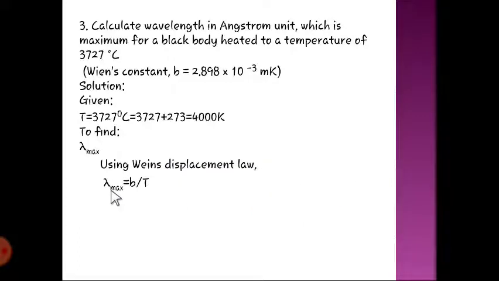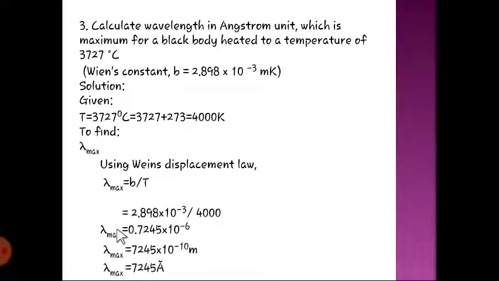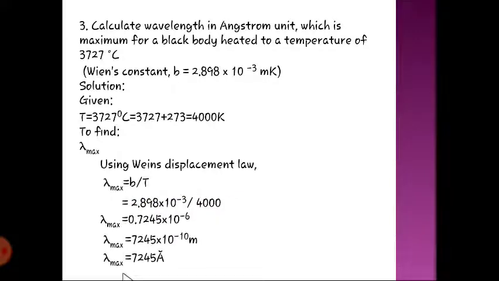This lambda max is b upon T. From this, lambda max is inversely proportional to T. To remove the proportionality sign, we multiply by b, which is Wien's constant. So we get lambda max is equal to b upon T. By substituting values, instead of b I am writing 2.898 into 10 to the power minus 3 divided by 4000. It is very easy. It can be asked for 1 or 2 marks, as a one step answer.